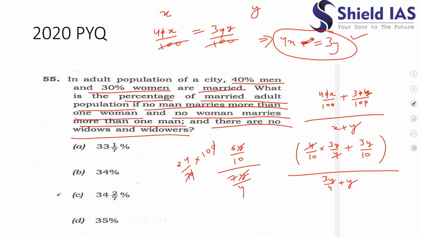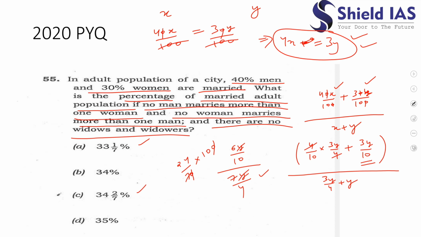So 40 by 100 into x, and 30 by 100 into y. I have substituted x as 3y by 4. 3y by 10 becomes 6y by 10, and in the denominator 7y by 4. Then it would become 24 by 70 into 100. Yes, it is right. So either this has to be true or this has to be true.